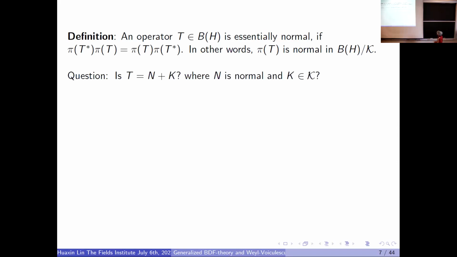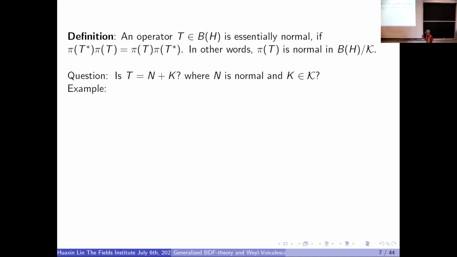So the question, a very old question, is: you have an essentially normal operator. Is it just a normal operator plus a compact perturbation? That was one of the old questions. Let me try to explain this a little bit more, very elementary, but maybe to review something.